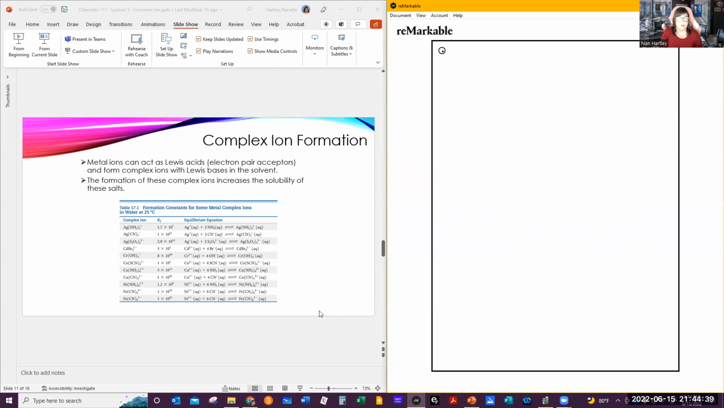Since there is no table of these complex ion Ks on the test, I would have to give you one if I wanted you to use it. All right, that's as much a reminder for me as it is information for you.